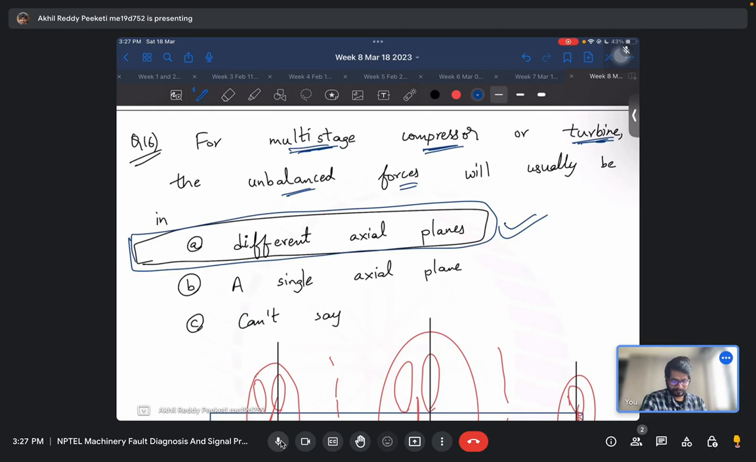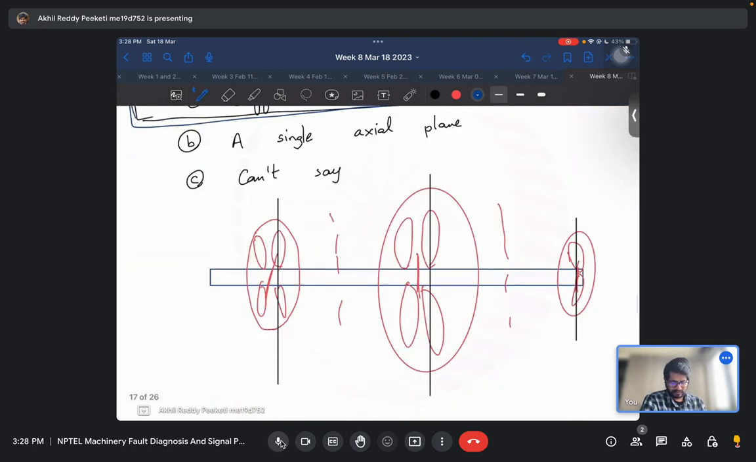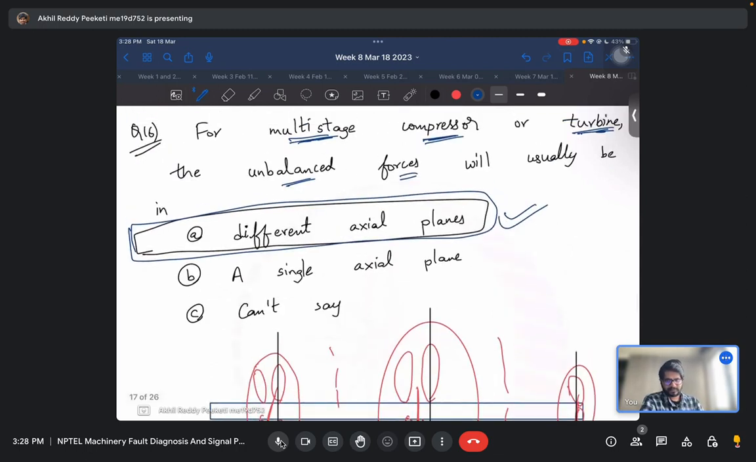Okay. So for a multi-stage compressor or turbine, the unbalanced forces, as we see here, because it has multiple stages and a single long shaft, at each location there is a possibility of unbalanced forces. So it will have them in different axial planes.